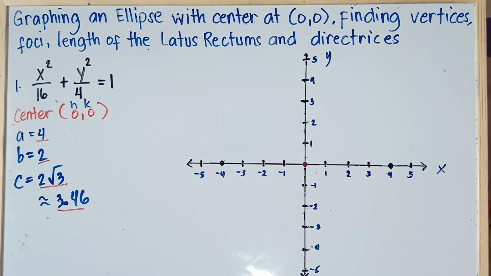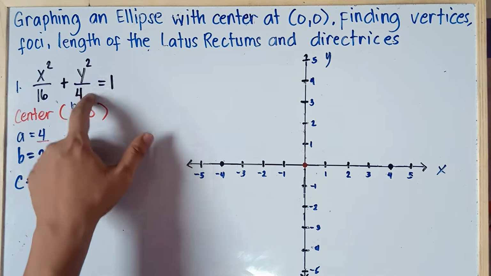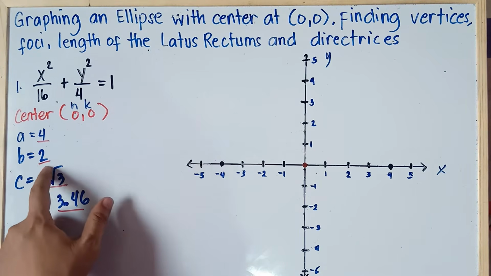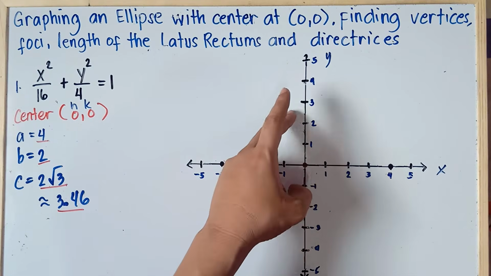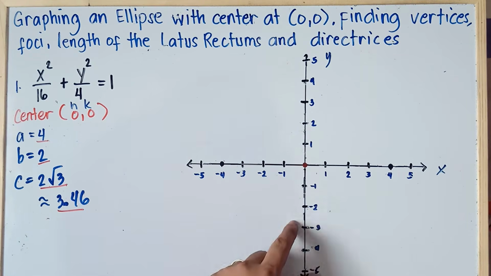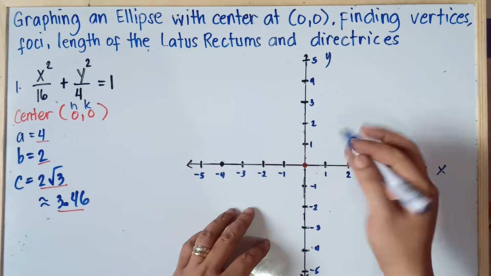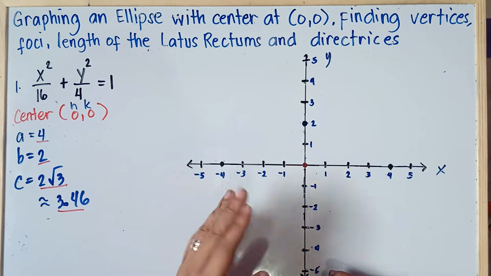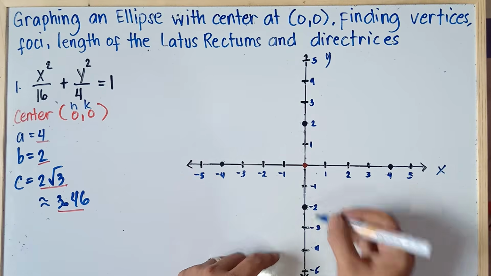Alright, and we also have the value of b. So once again, class, b is the number under y squared, and our b is 2. If it's y, class, you move 2 units upward and then 2 units downward, since it's the y-axis. So our b is 2, so move 2 units upward, 1, 2, and another 2 units downward, 1, 2. So these will be the co-vertices.